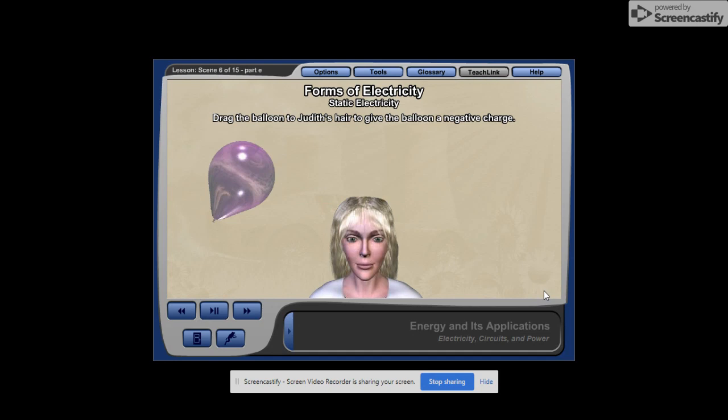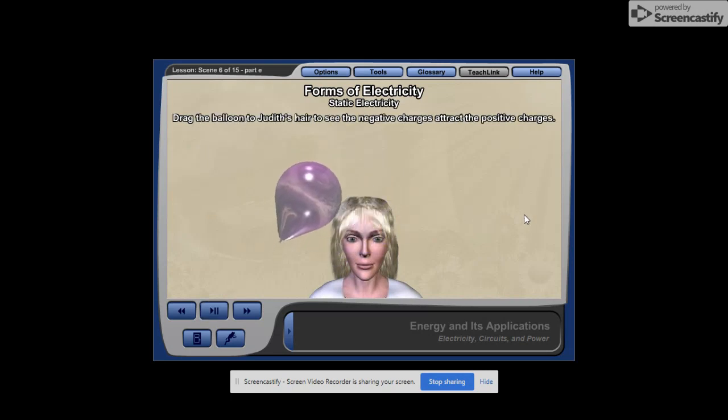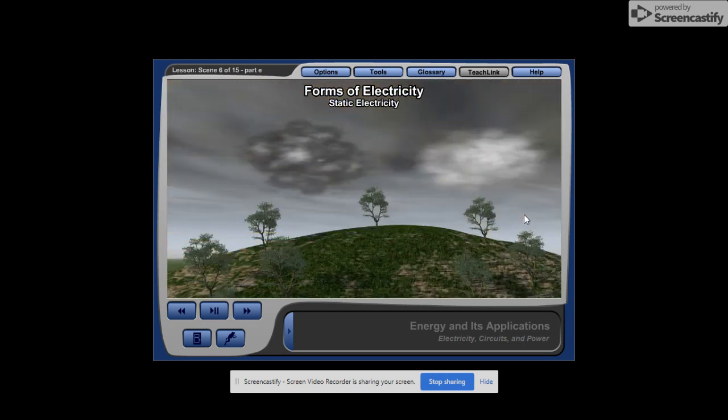Drag the balloon to Judith's hair to build an excess of electric charge on the balloon. The electrons are transferred from Judith's hair to the balloon. Watch how the electrons on the balloon attract the positive charges in Judith's hair. When the balloon is pulled from Judith's hair, there is a little electric discharge that is mostly heard as a crinkling noise. Now, build up static electricity and cause an electric discharge in the clouds.